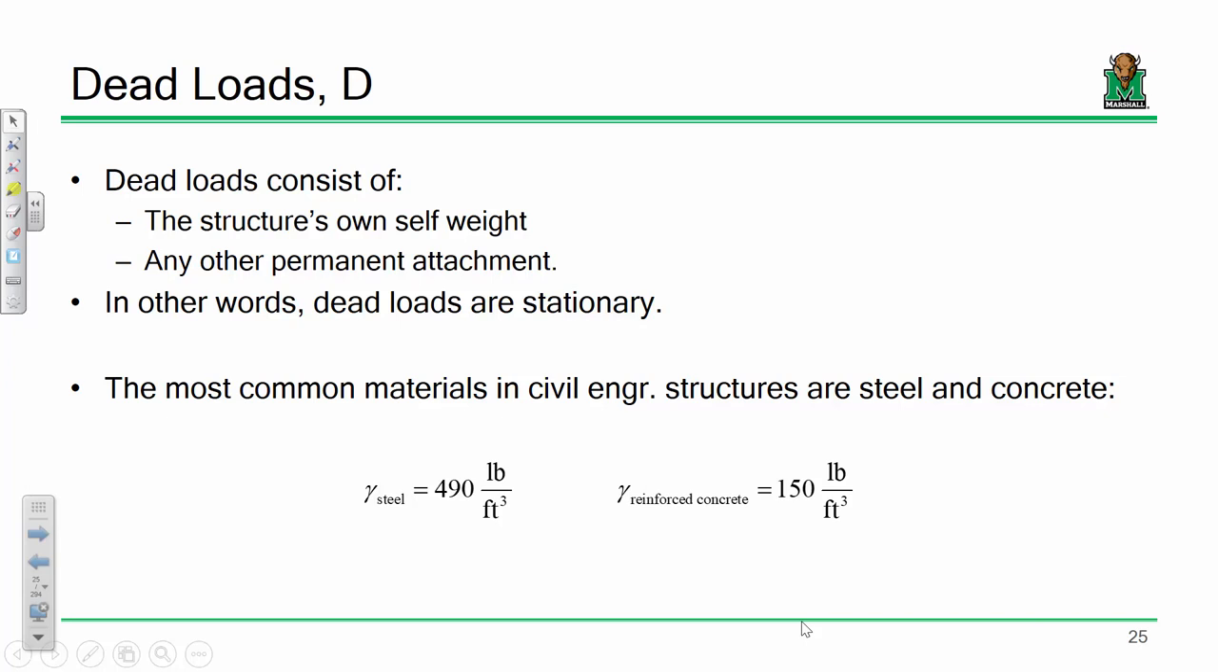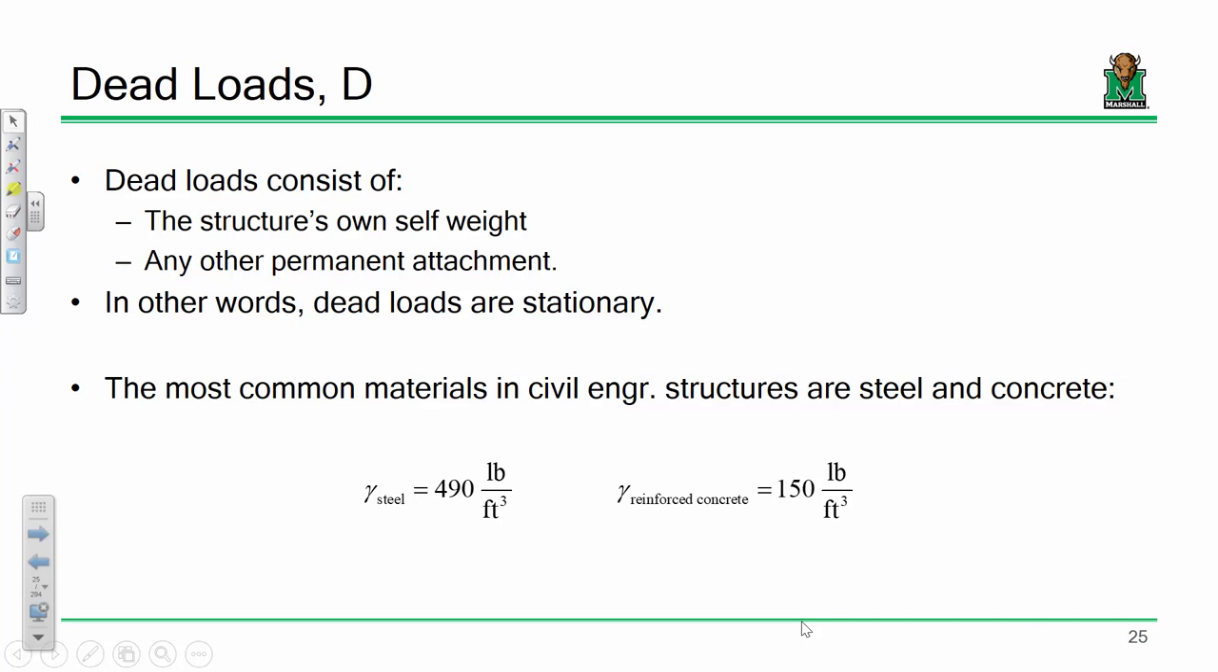I'll be honest, I don't really like the terms dead loads and live loads. I sort of prefer the terms permanent and transient loads, but that's a mouthful, so dead and live tends to be what everybody uses. But in other words, dead loads are stationary. They don't move. Any load on the structure that's stationary, that doesn't move, that's permanent, that's a dead load.